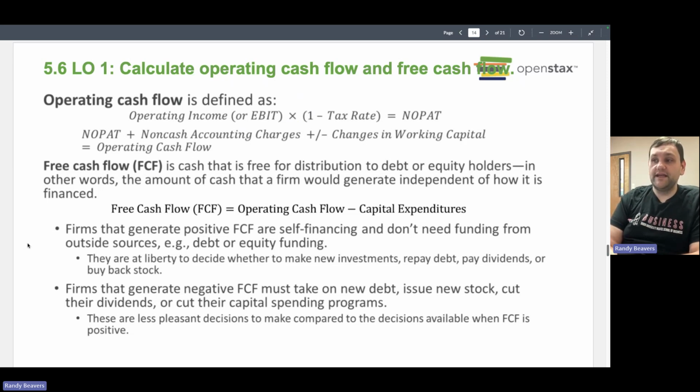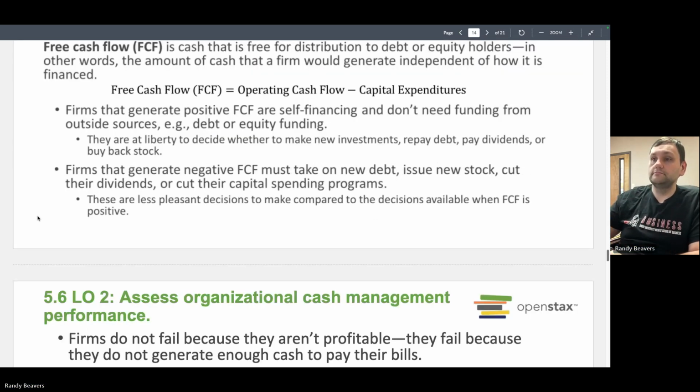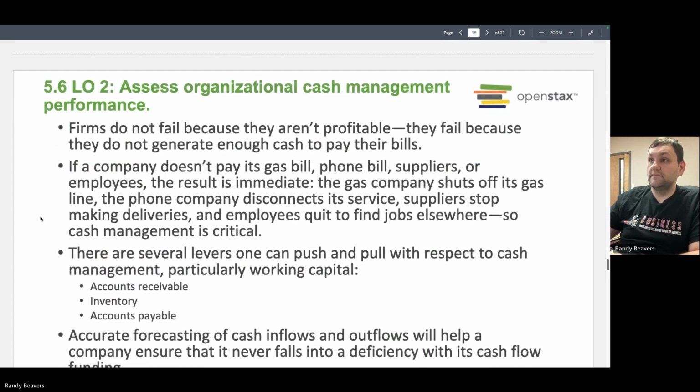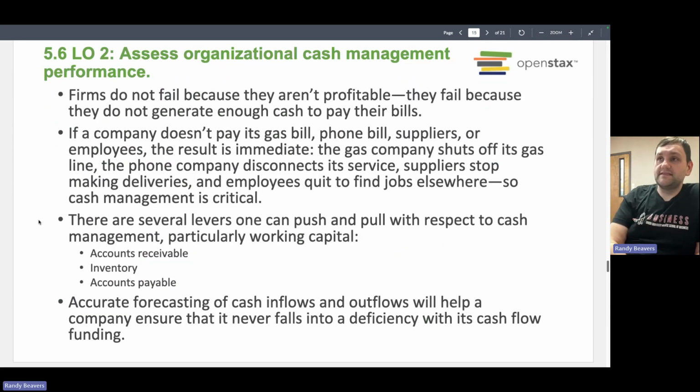Firms that generate negative free cash flow, otherwise known as FCF, have to take on new debt, issue new stock, cut dividends, or cut their capital spending programs. And these are less pleasant decisions to make compared to the decisions available when free cash flow is positive. So again, recall we said that firms don't fail because they're not profitable. They fail because they don't have enough cash to pay their bills.